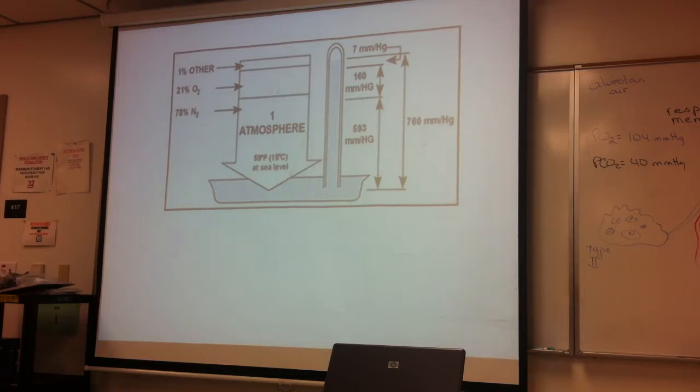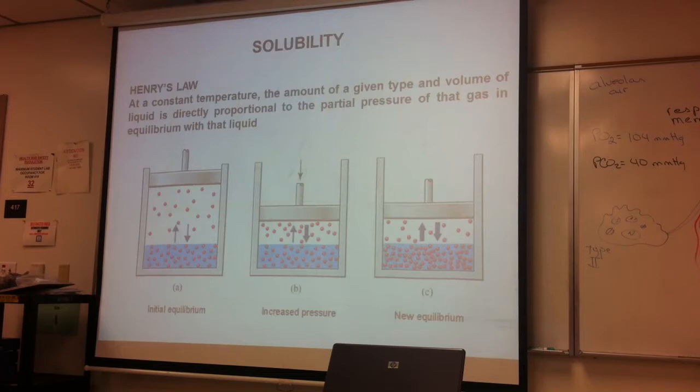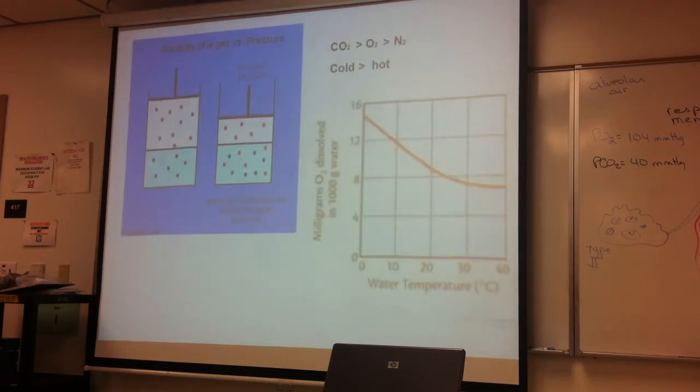Atmospheric 78, 21, 0.5. 28 would be the 5. Maybe it's supposed to be a point. I'll double check on that value. Might be. Oh, okay, 0.5. But it kind of interferes with the volume.